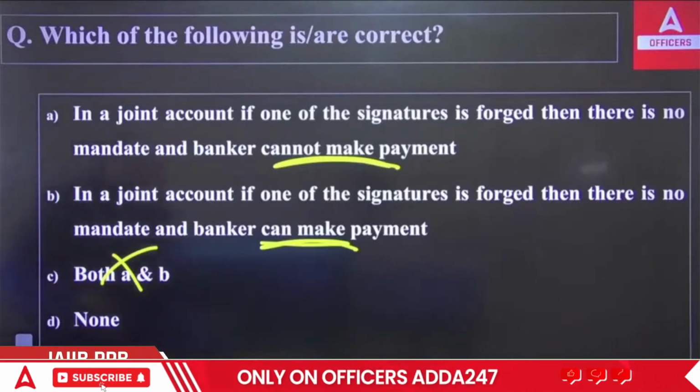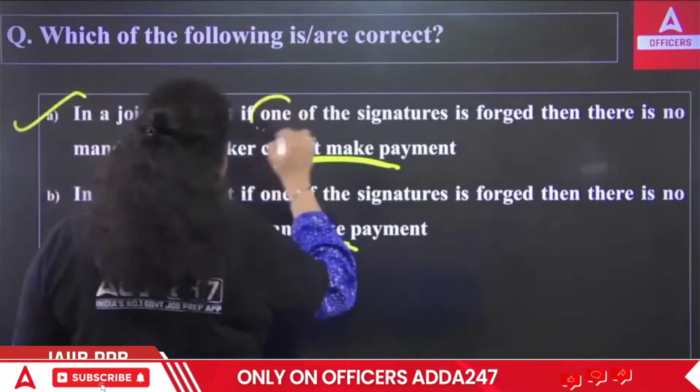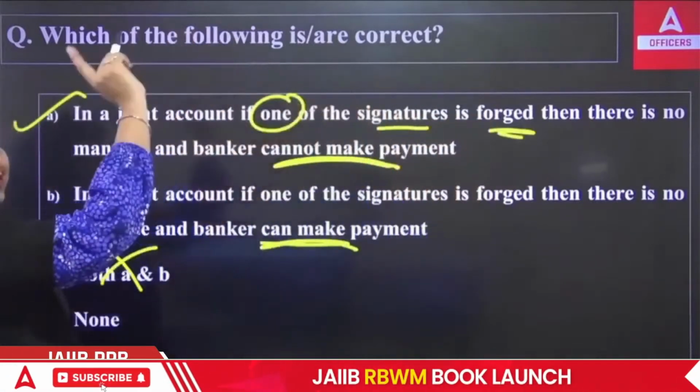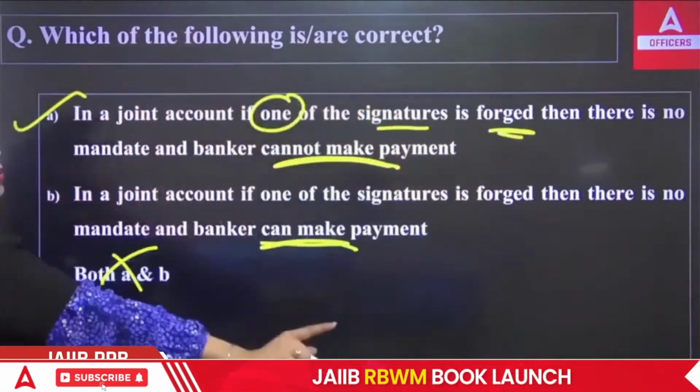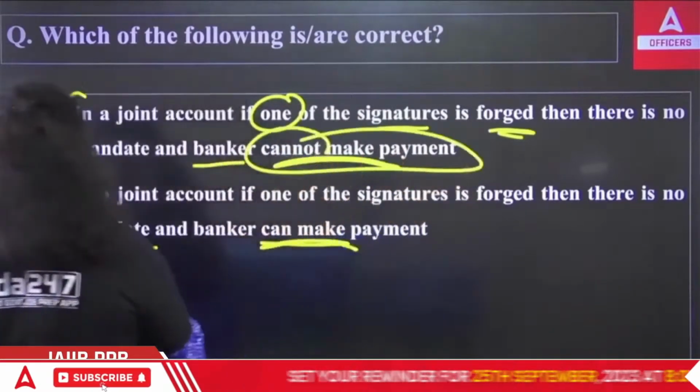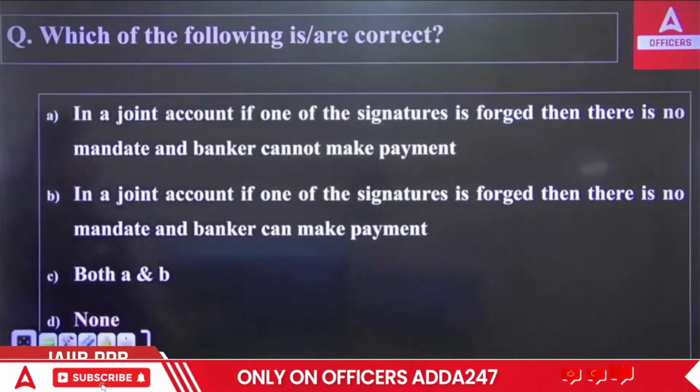Okay, so the right answer is, in a joint account, if one of the signatures is forged, then there is no mandate. Also, it is forged and there is no mandate and no mandate will be available, then the banker cannot make payment in such a situation. Okay, so the right answer is A.